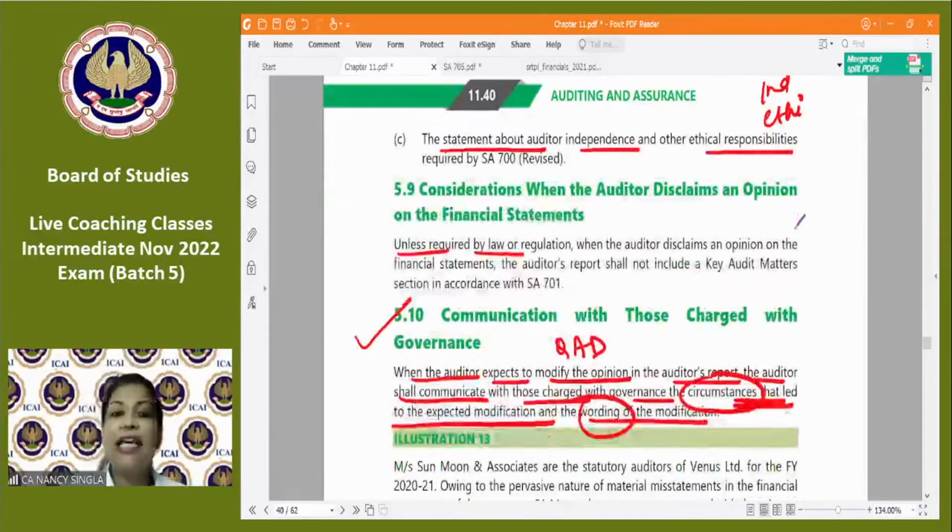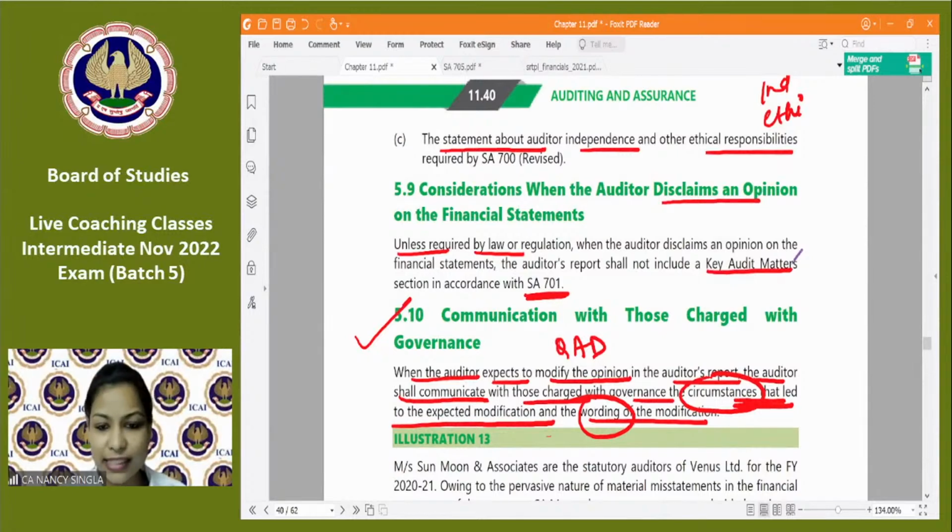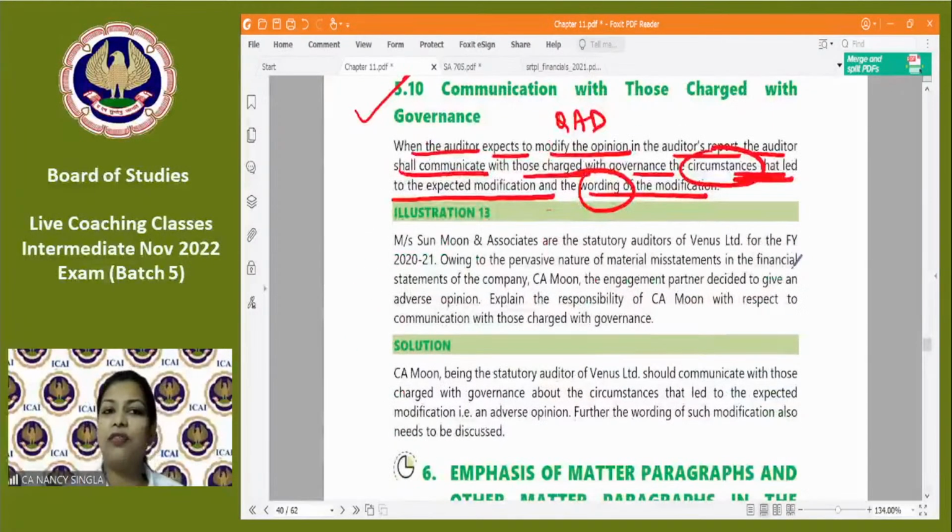Clear? And further it says that when the auditor is disclaiming an opinion, he will not give key audit matters, which I will take up when we do SA 701. Okay? And the next section, we have already discussed that communication with those charged with governance is necessary. So when the auditor is modifying the opinion, qualified, adverse, disclaimer, whatever opinion you are giving, if you want to say something about the company, you will discuss with those charged with governance, that listen, those charged with governance, these are the circumstances because of which we are giving a modified opinion, and this is the kind of modification, this is the wording that you are going to use in the auditor's report. You will discuss that with those charged with governance before giving your auditor's opinion.